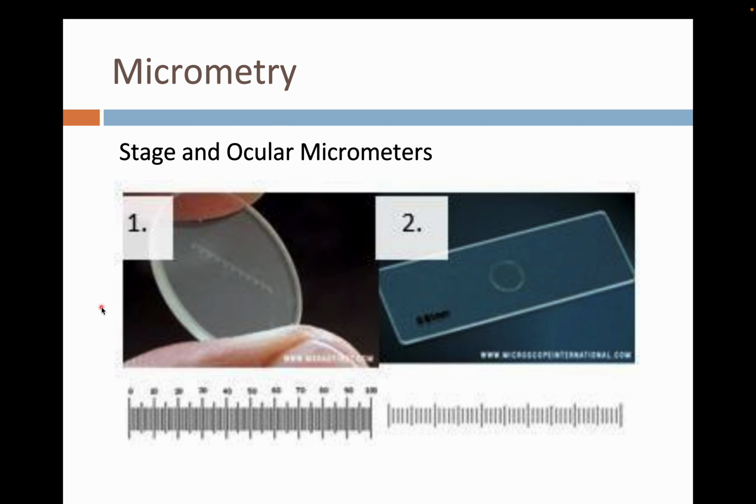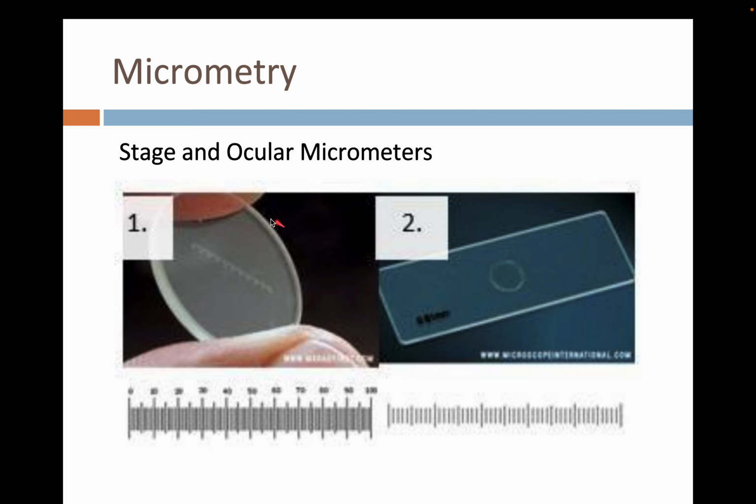Using a compound light microscope and our micrometers, we can actually measure the size of our specimens. There are two types of micrometers. There's a stage micrometer here, number two, which is a slide. In the middle of this slide, you can see a circle, and within that circle there are lines that are embedded.